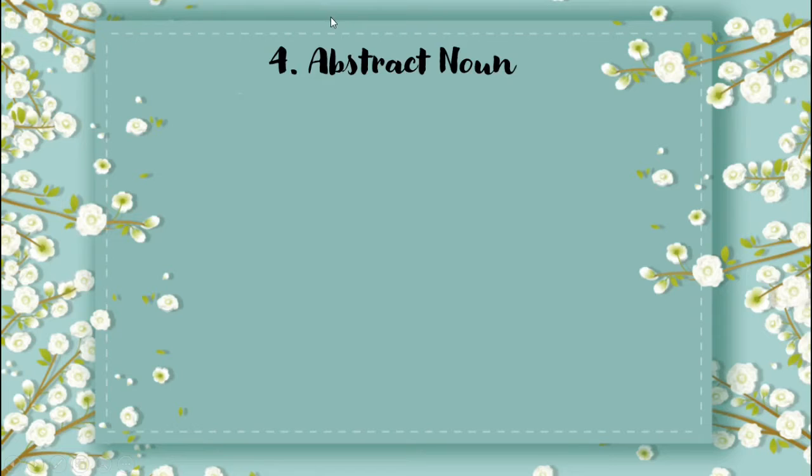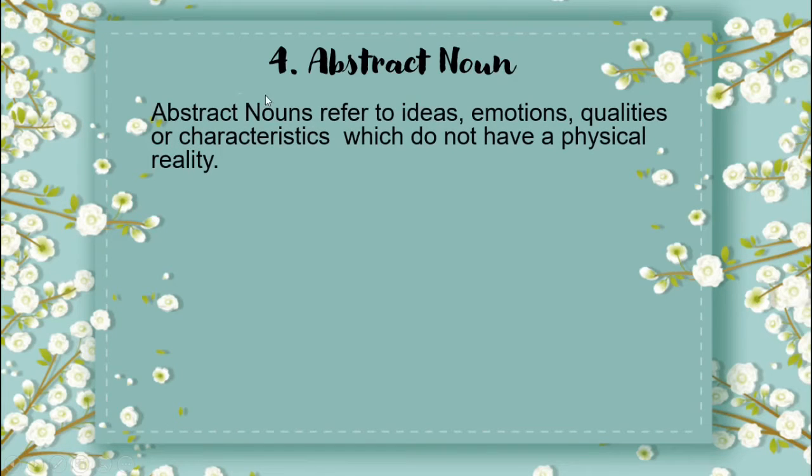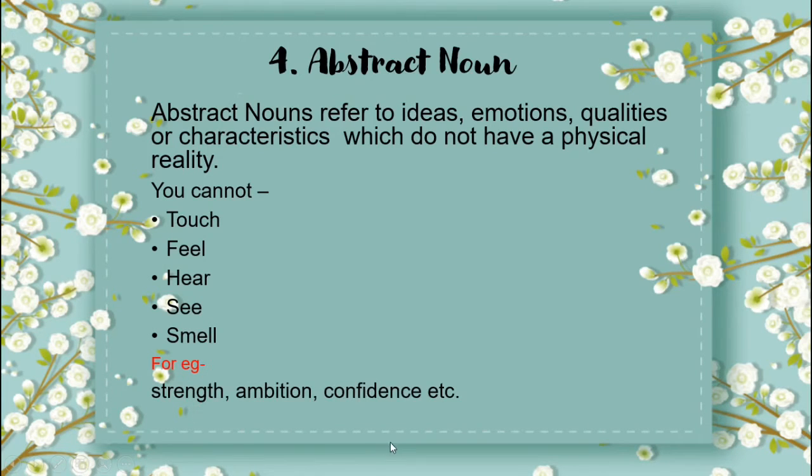Then comes abstract noun. Abstract noun refers to the ideas, emotions, qualities, or characteristics which do not have a physical reality, which means you cannot perceive them with your 5 senses. You cannot touch them, you cannot feel them, you cannot hear them, or see them, or smell them. For example, strength, ambition, confidence, etc. You cannot see, touch, feel, hear, or smell these things.